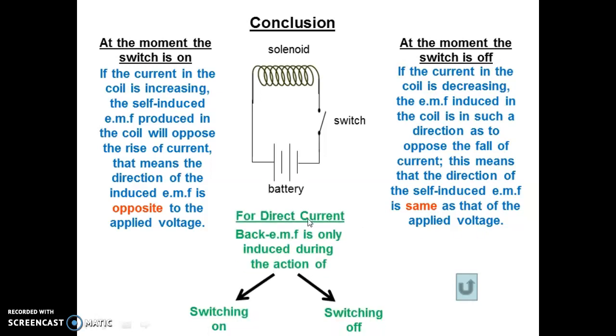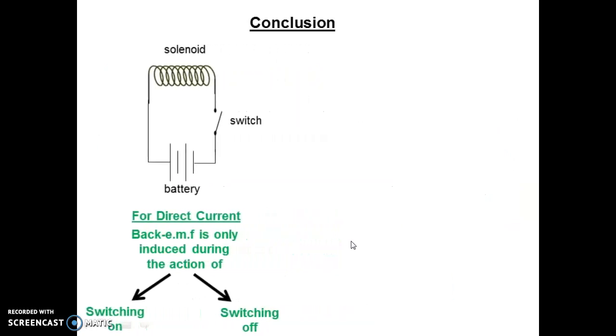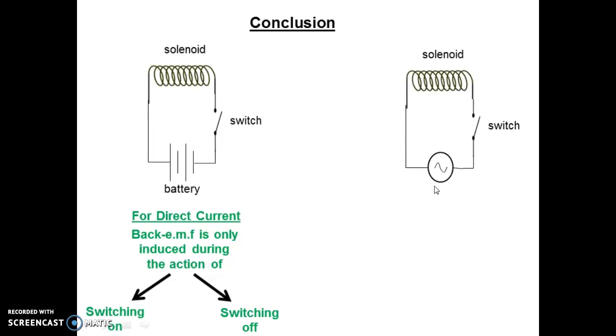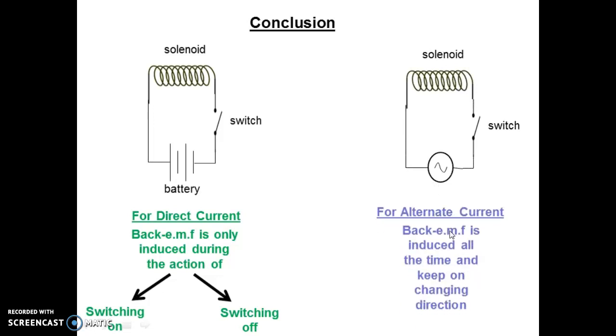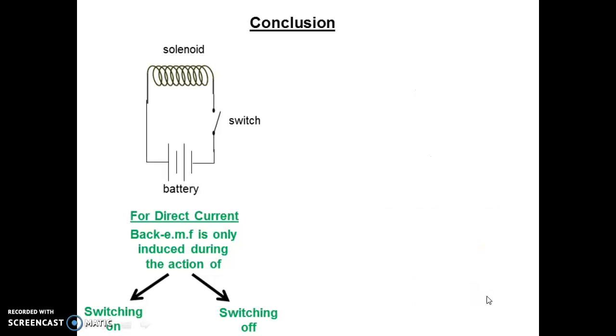So for direct current, back EMF is only induced during the action of switching off and switching on. If we change to alternating current, back EMF is induced all the time and keeps on changing direction.